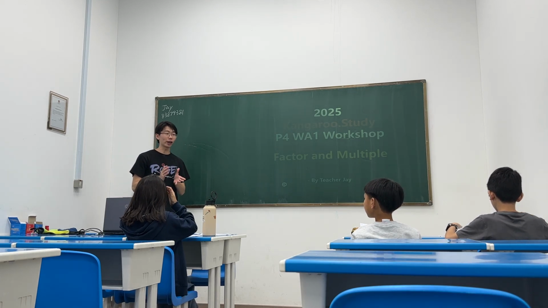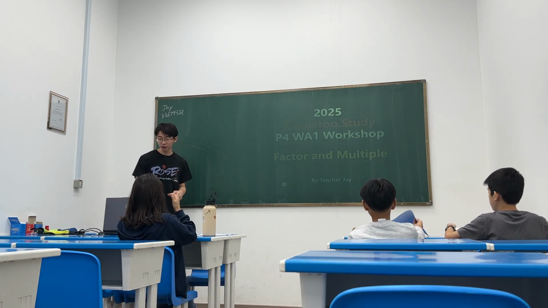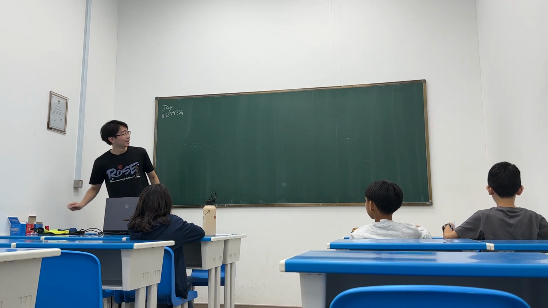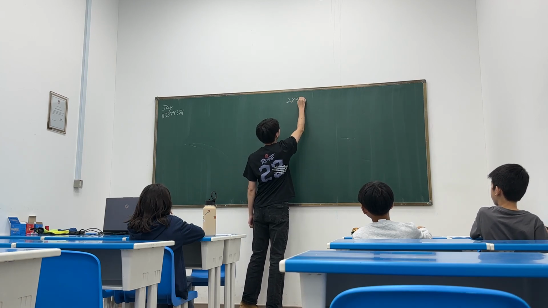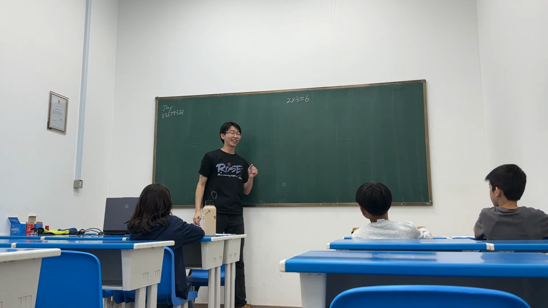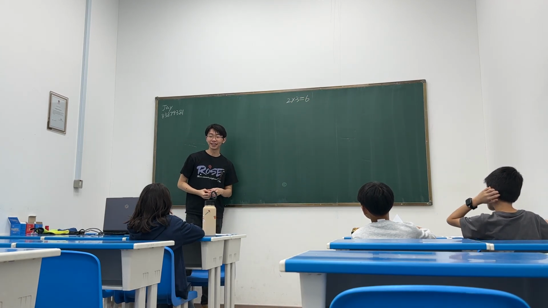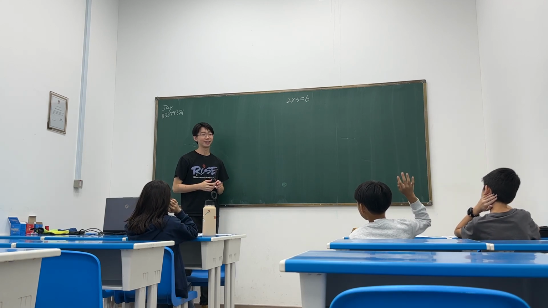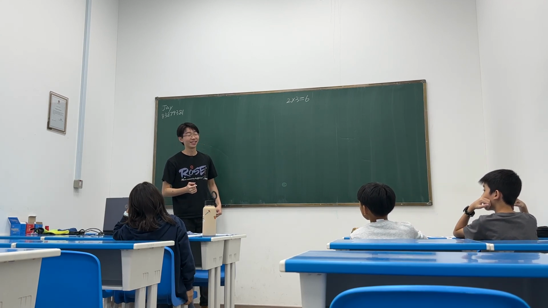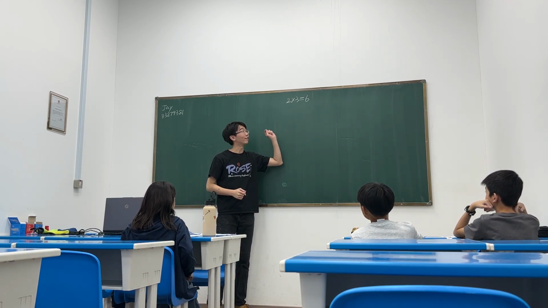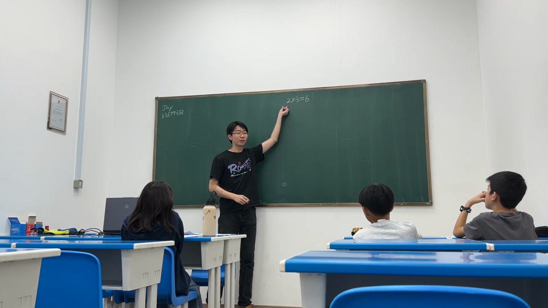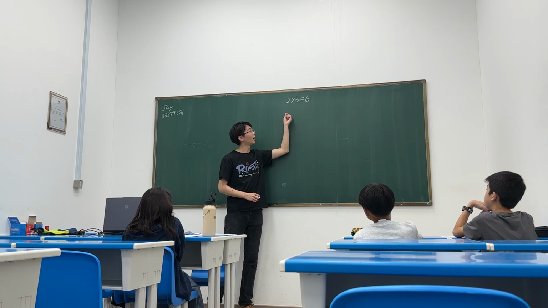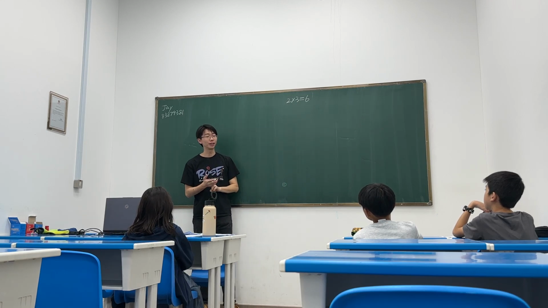First of all, let's do a quick revision about factors and multiples. Okay, for example, if I give you a multiplication, 2 times 3 equals 6. Now class, can you tell me where the factors are here? Kirsten? 2 and 3, they are called the factors of the number 6. So that means if a whole number times another whole number gives us the result, these 2 whole numbers are called the factors of the result.